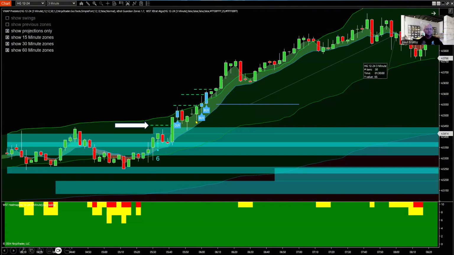Okay. And then it doesn't get in straight away. It pulls back, finds support on that overlap of those two 15-minute zones. There's no coincidence there. There's a lot of confluence. Pushes through, takes it in that stop market order.